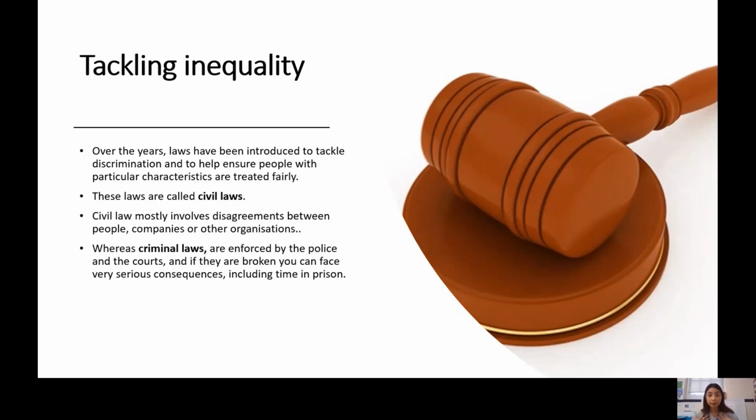Okay, so whereas criminal laws are enforced by the police and the courts, and if they're broken, you can face a serious consequence such as going to prison. So civil law mostly includes disagreements, things that you don't agree with between people, companies or organizations. That's civil laws, whereas criminal laws are enforced by the police. These are written laws that we have to abide by as citizens of the UK, and they're enforced by the police and the courts. And if they're broken, you could face a prison sentence. Okay, so it's two different types of laws. We have civil laws and we have criminal laws as well.